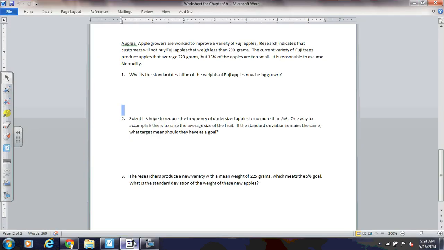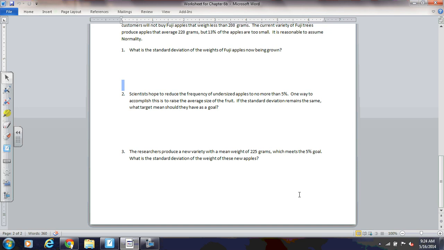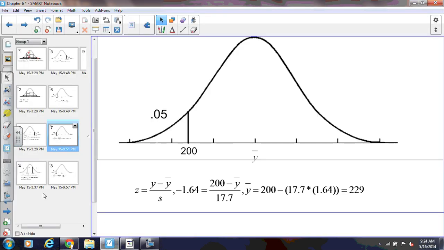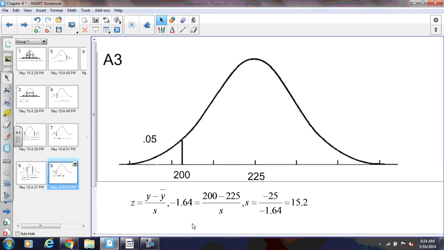All right, moving on to that last question. The researchers produce a new variety with a new mean weight of 225, and it does meet that 5% goal, where the apples that are too small, that are less than 200 grams, is only 5%, and they want to find the new standard deviation. So again, we're going to be using that z-score of negative 1.64. We have a sample mean of 225, and we're using the value of 200 because we're trying to find the apples that are less than 200. We're solving for the sample standard deviation, which gives us 15.2.